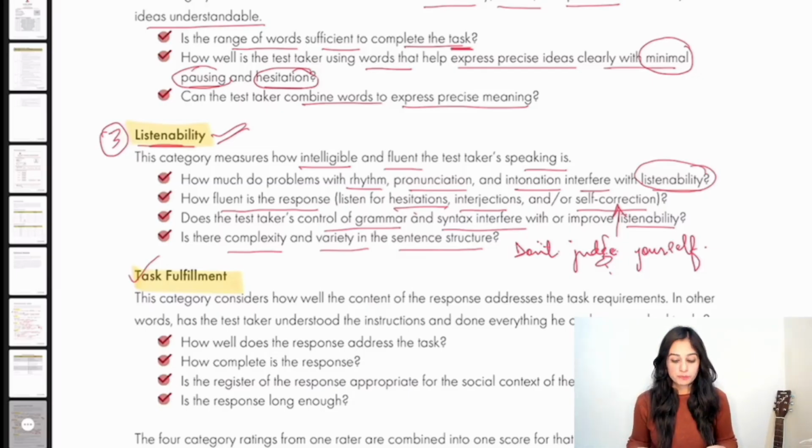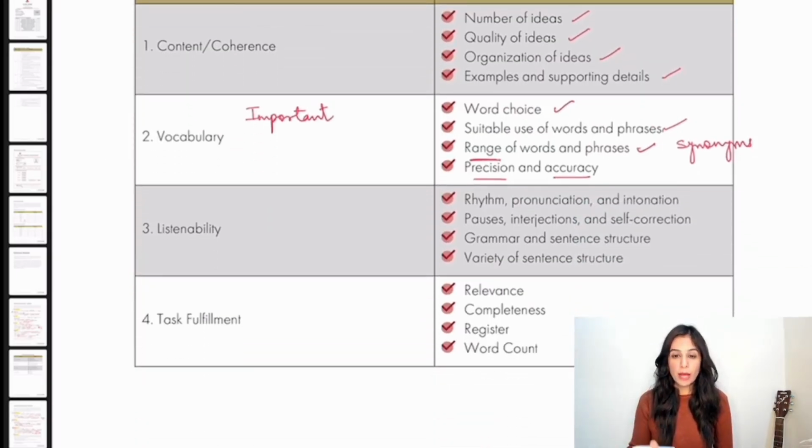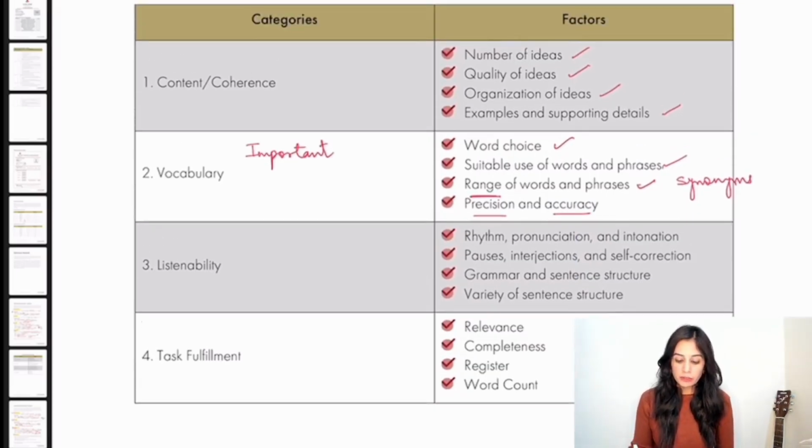So what all do you have to check under the listenability factor is your rhythm, pronunciation, intonation, pauses, interjections, self-correction, grammar, sentence structure, variety of sentence structure.